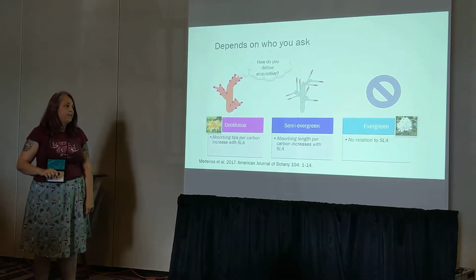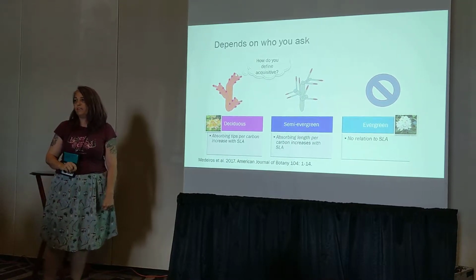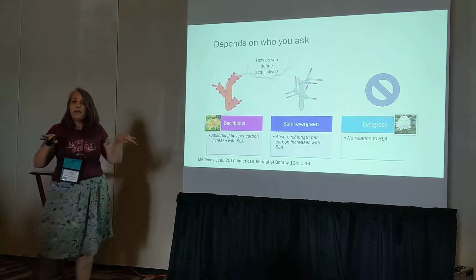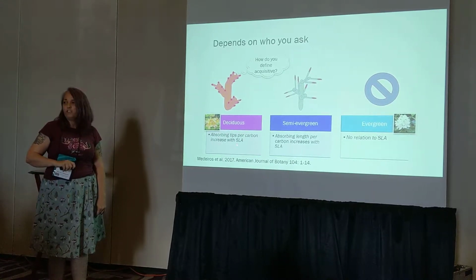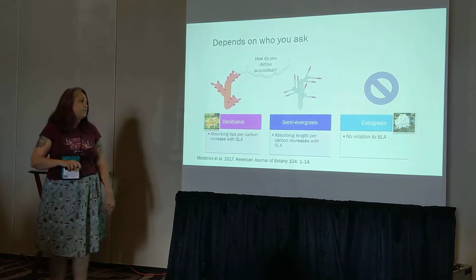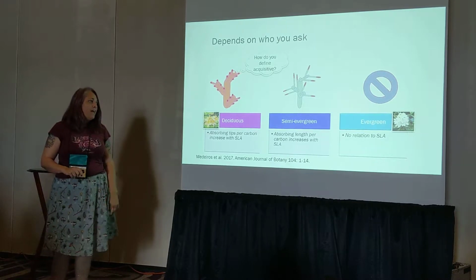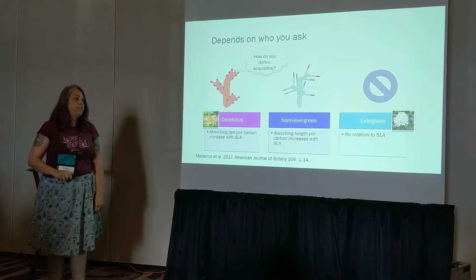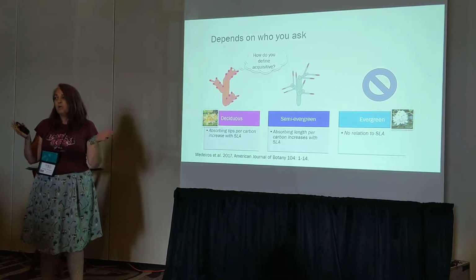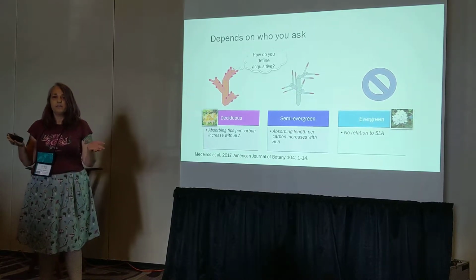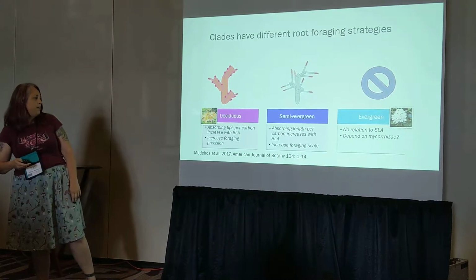The semi-evergreens had a lot more absorbing length per carbon as SLA increased. In other words, when they want to grow fast, they explore. So this is more about a foraging strategy that's precision, and this is a foraging strategy that is exploratory. Now, the evergreens, we saw no relationship to SLA. Their roots are actually really, really diverse. We found no evidence that they relate to their leaf traits. And we think this is a mycorrhizal story, which I think is my next slide.